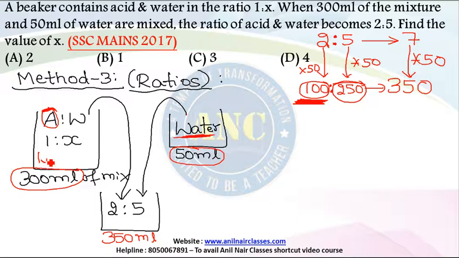That means mixture 1 has 100 ml of acid, and that is corresponding in the ratio format as 1. 1 is becoming 100. Multiply by 100. If it is 100, how much water should be present? Another 200, because 100 plus 200 only is 300 totally. So 100 is to 200 is 1 is to 2. X value is 2.